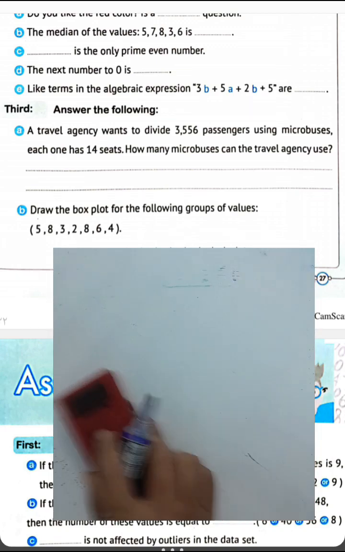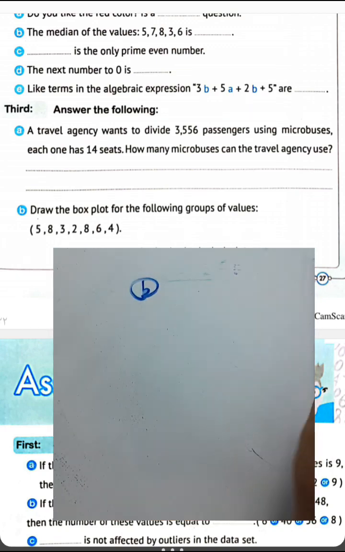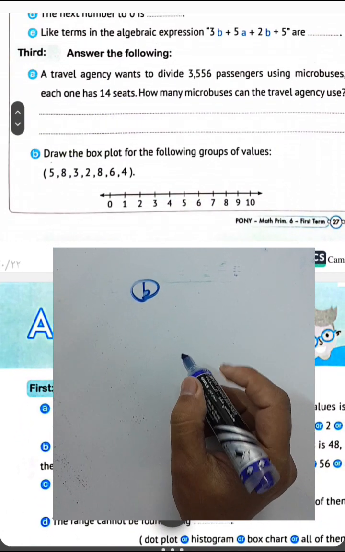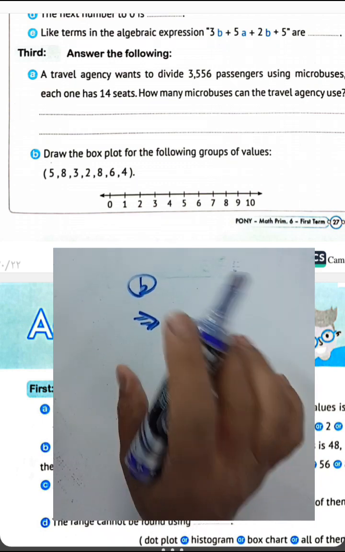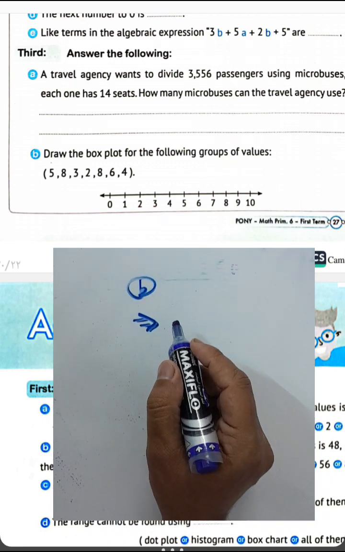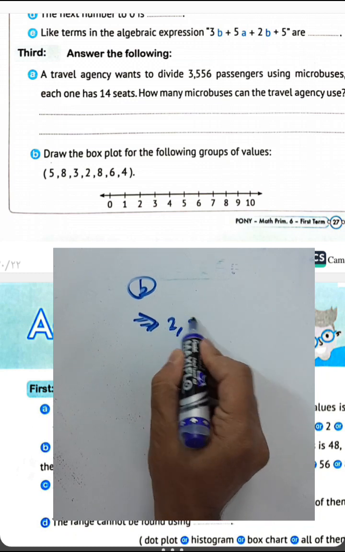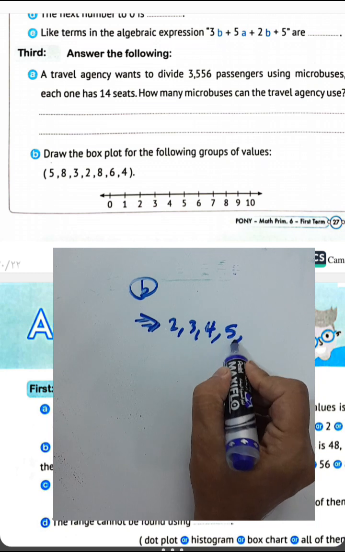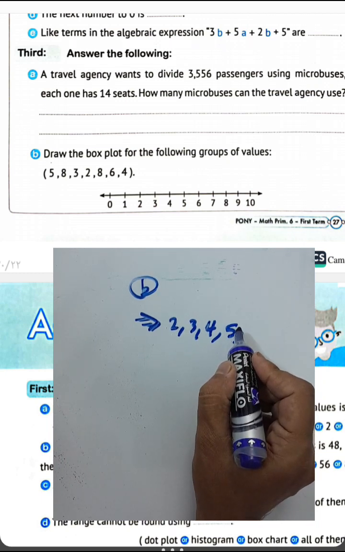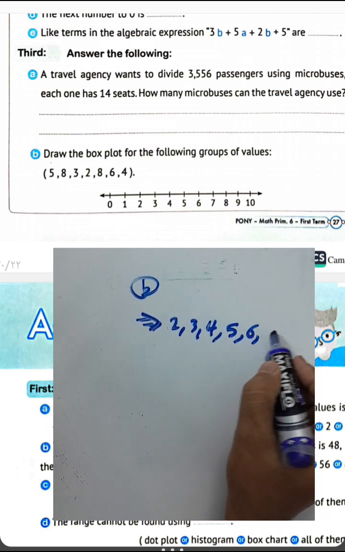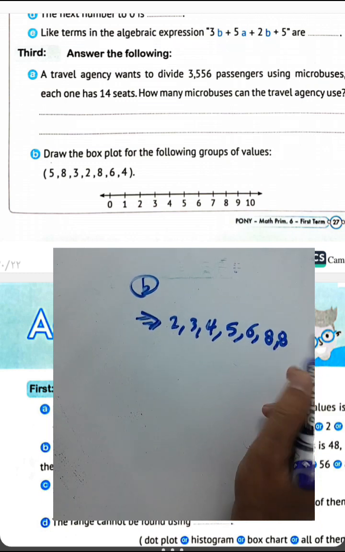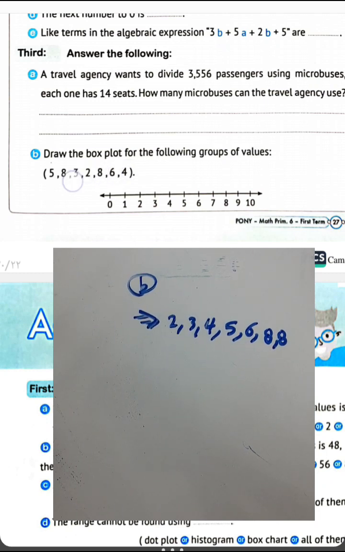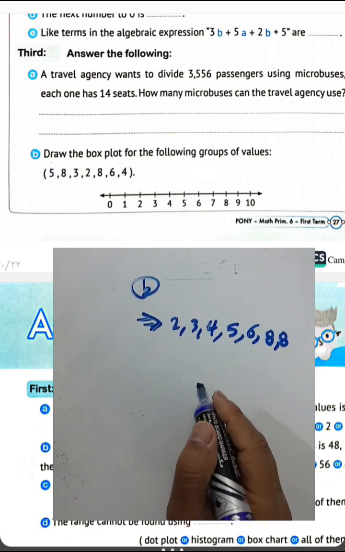Next question, letter B. Draw the box plot of the given values. To draw the box plot, you must find the median. First step, arrange all the values. We have here 2, 3, 4, 5, 6, 8 and 8. Count with me: 1, 2, 3, 4, 5, 6, 7. Then we can find the median.